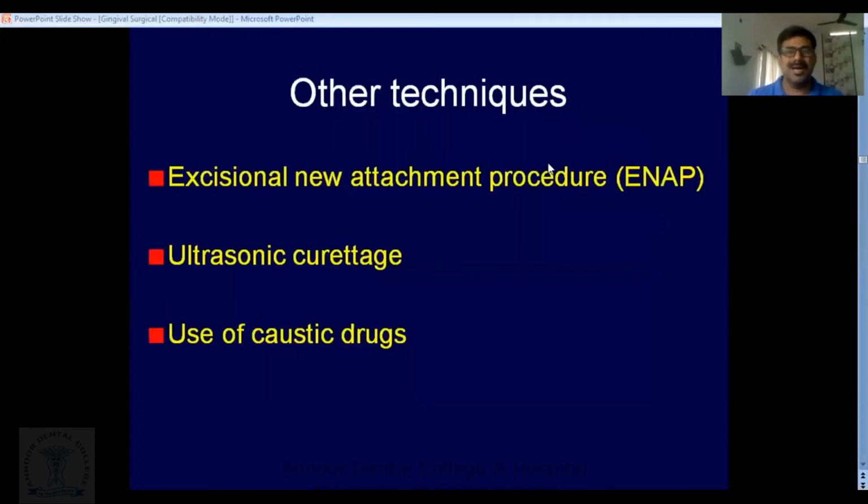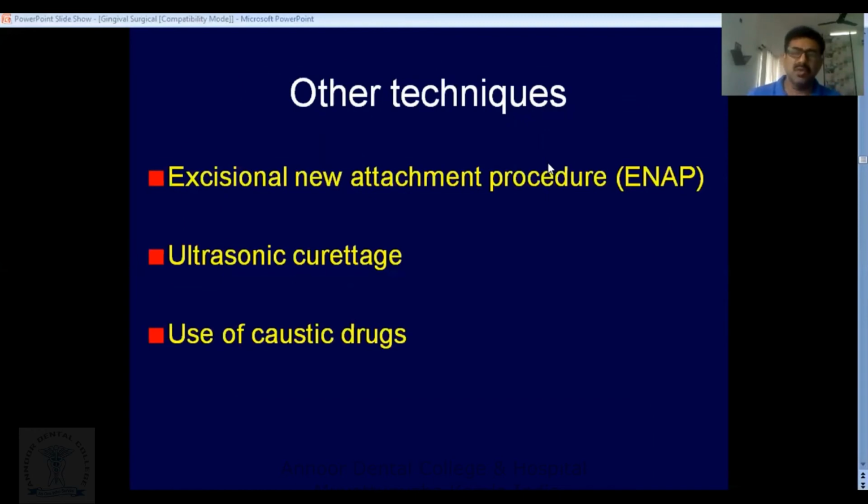Now, what are the other techniques? This is the standard basic technique that we used to do. Now, there are other techniques by which you can do. One is known as the ENAP, or the excisional new attachment procedure, which was put forward by the Naval Dental Corps in the US. Then you can use ultrasonics for curettage, or use caustic drugs, chemicals for doing curettage.